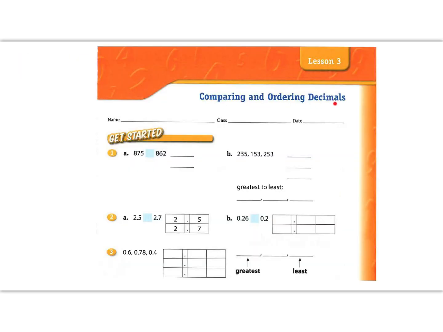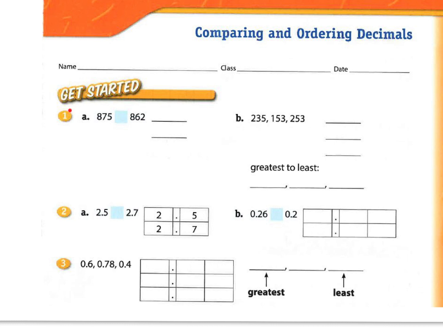So, comparing and ordering decimals. Well, here we're going to start with some whole numbers. If we look at number 1, we have 875 and 862. We know they're both 800, so we go to the next place value. This is 70 and this is 60. We know that 7 is more than 6, so 875 is greater than 862. If we put these in order from least to greatest, it would be 862, 875.